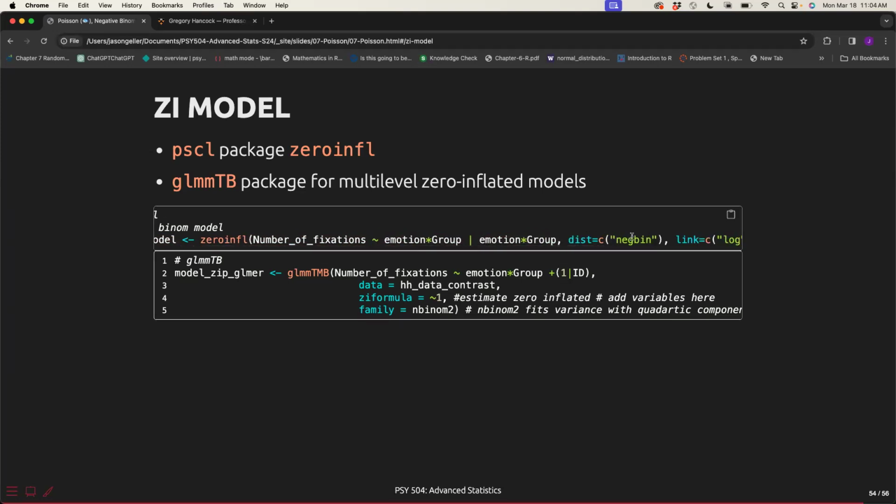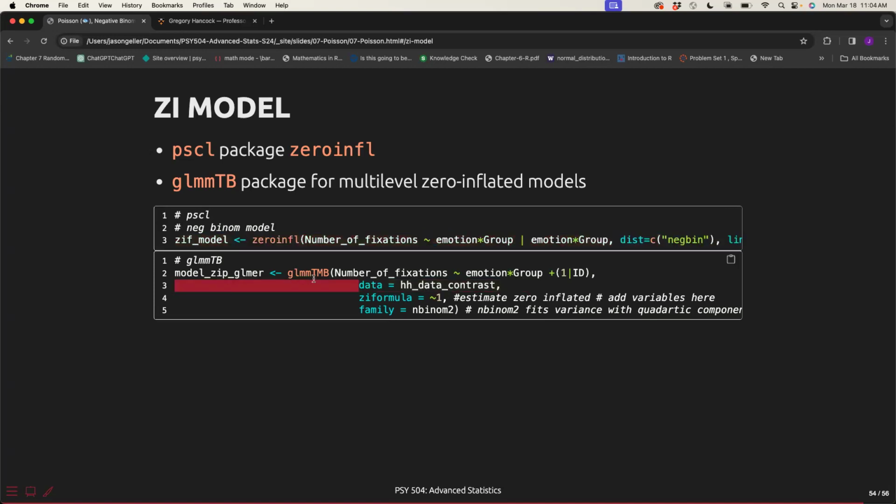And here we have to specify the distribution we're using. So we're going to use a negative binomial distribution, but we could also use a Poisson if we wanted. And then the link is going to be log. And if you look into the help function for zero inflation, there's a whole bunch of distributions that you can use. So you're not limited to negative binomial or Poisson here. So this is what we would do if we wanted to fit a regular, non-nested, zero-inflated model.